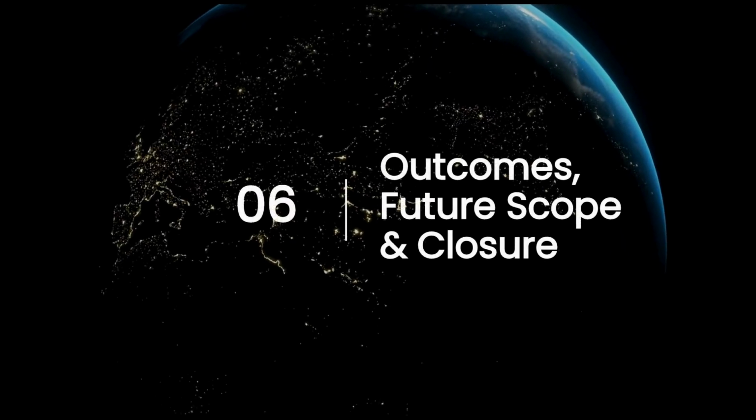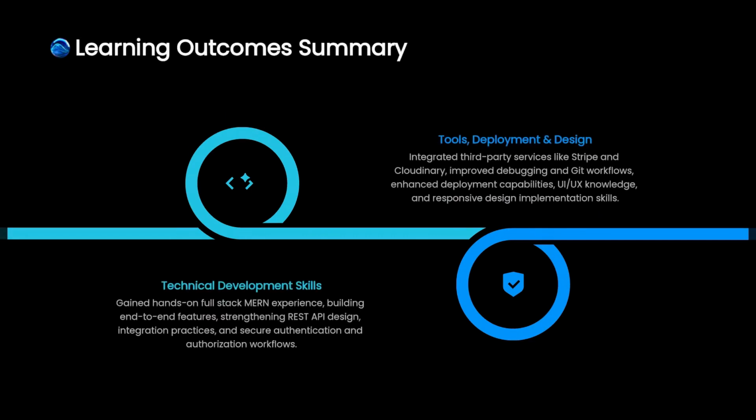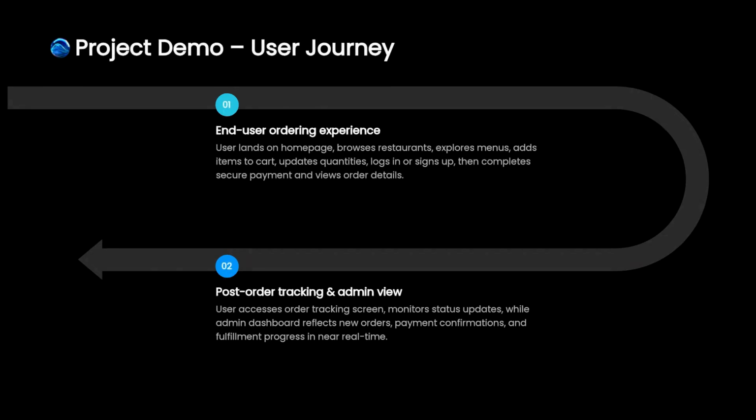So now I will talk about future scope, outcomes, and closure. In the outcomes and future scope, future enhancements include mobile application development, AI chatbot integration, voice ordering, real-time order tracking, recommendation engines, analytics dashboards, and inventory prediction. Then I will add the project demo and discuss it.